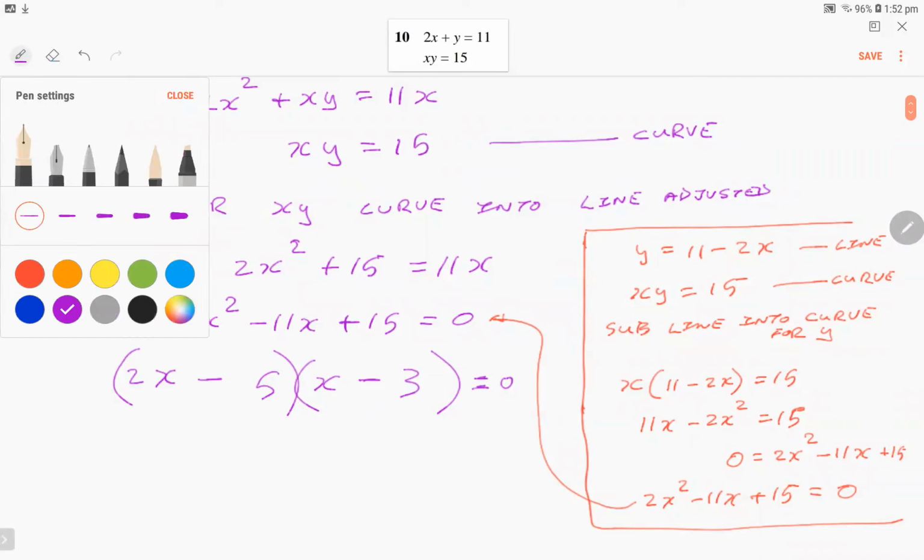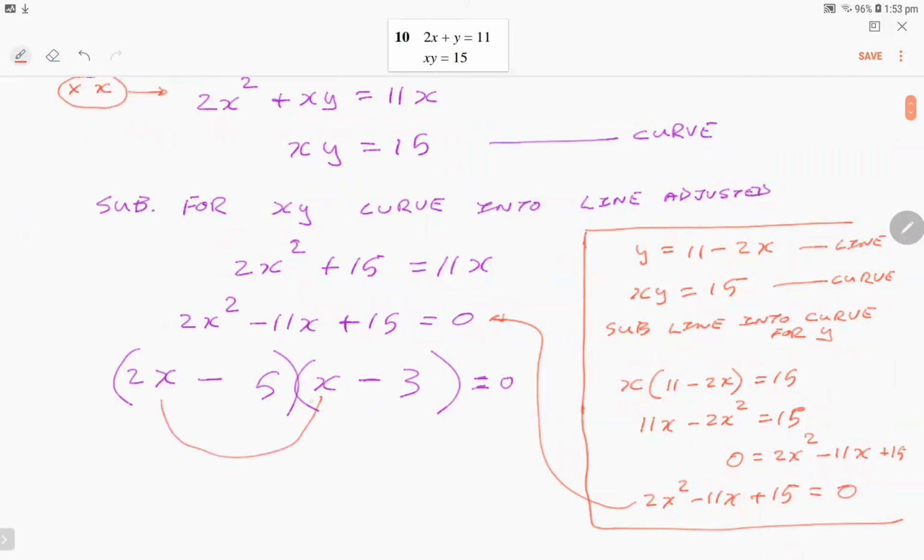Let's check it. So this times this gives me that, which is good. Negative 5 times negative 3 gives me positive 15, which is good. And my middle term is the far product and the near product. The far product is negative 6x, and my near product is negative 5x. Negative 6 and negative 5 is negative 11. So I know that it factorizes well.